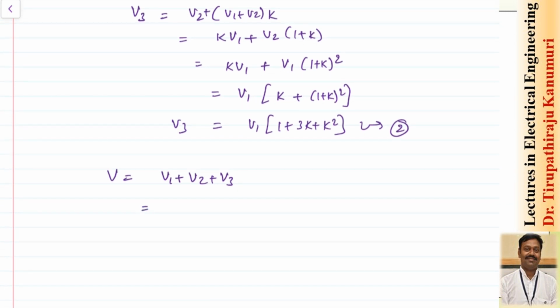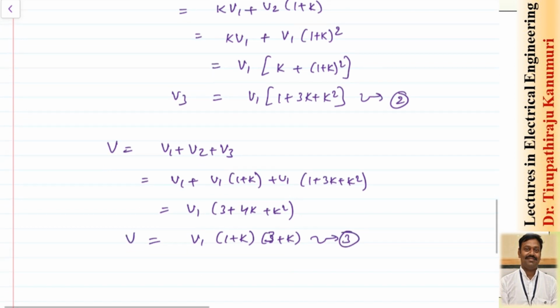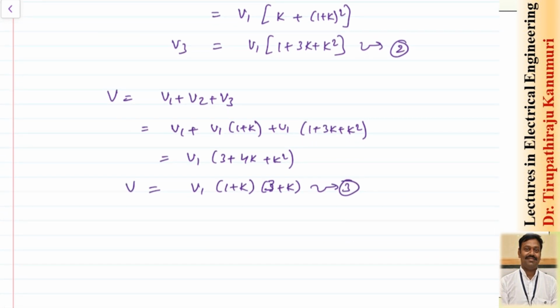So now let us proceed further. This will be V1 plus V1 into 1 plus K plus V1 into 1 plus 3K plus K square. This is what we get. So this I can write as V1 into 3 plus 4K plus K square, or V1 into 1 plus K multiplied by 3 plus K. Let us take it as equation number 3. This is the total voltage. So from equations number 1, 2 and 3, I can tell that the ratio can be equated.